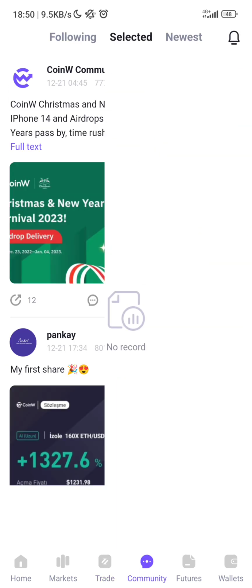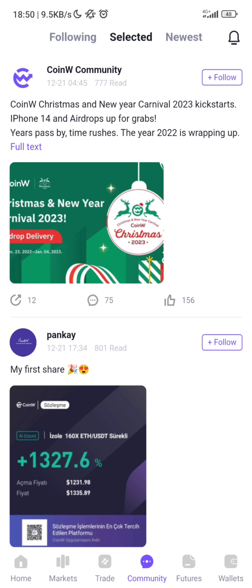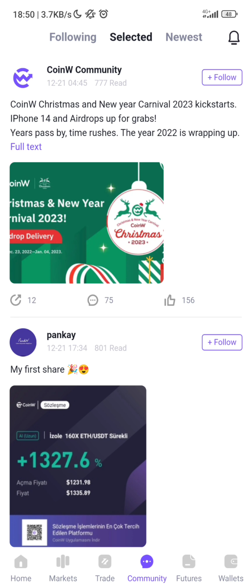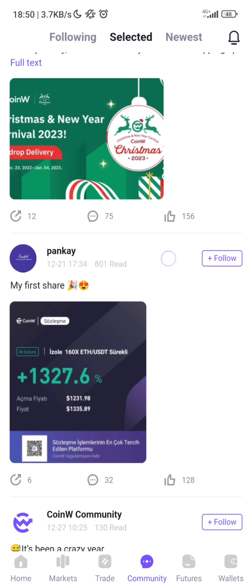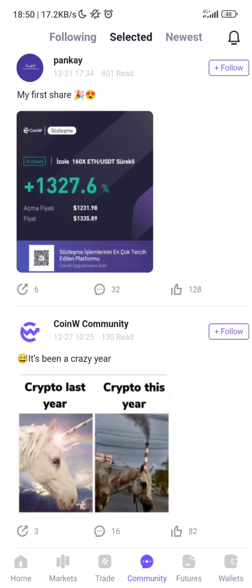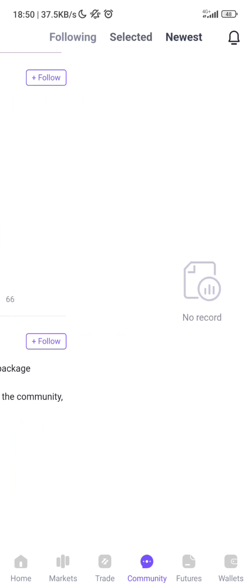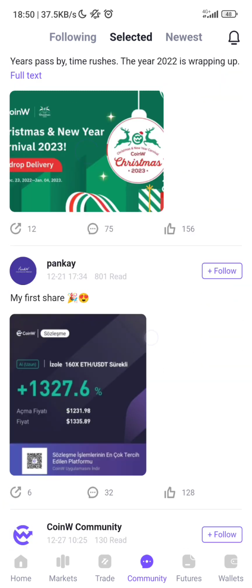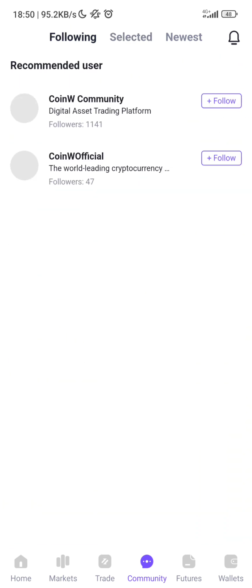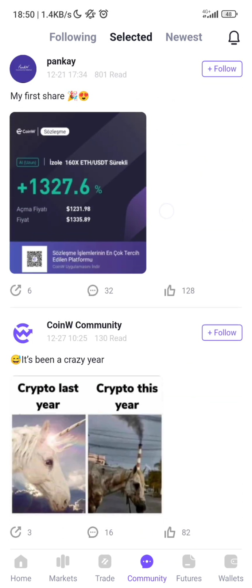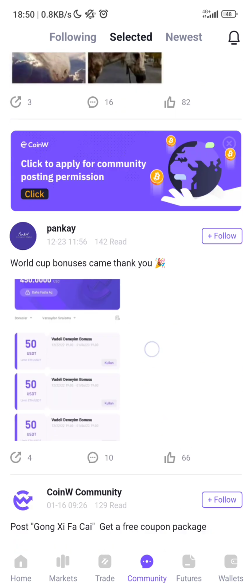So now community, sorry for that blink, I don't know why it's glitching. So now this is just like a community, like a social media feed where other people interact and share information within the application. So instead of going to Twitter to get information, you can easily get information from any of these communities within the app. So they have two communities for now. You have CoinW community and CoinW official. So you can follow the community and get real-time information.